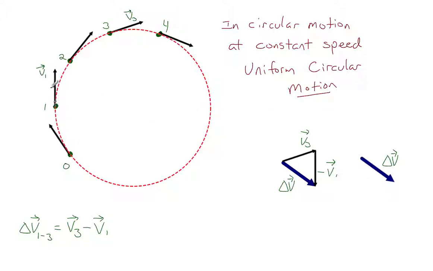Each one of these velocity vectors is tangent to the path that the object is traveling along the circle. Although the object has a constant speed, it does not have a constant velocity, because at each instant, the velocity vector, being tangent to the circle, is changing direction. Remember that velocity has a direction and a magnitude.